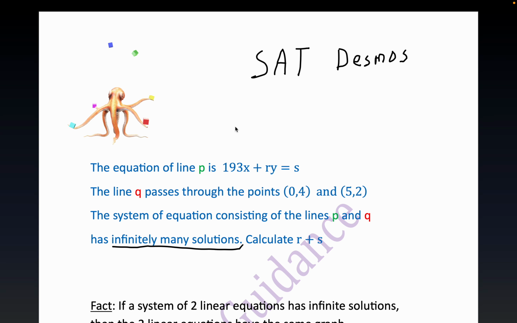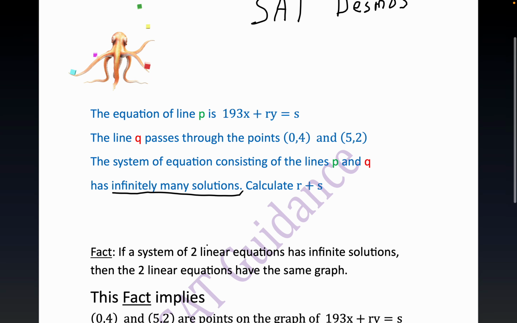You're supposed to calculate R plus S given that P and Q have infinitely many solutions. And notice we weren't even given the equation for Q. You could find it, but there's a nice takeaway from this. If a system of 2 linear equations has an infinite number of solutions, then the 2 linear equations have the same graph. In other words, they're effectively the same line, just a different equation to describe the same line.